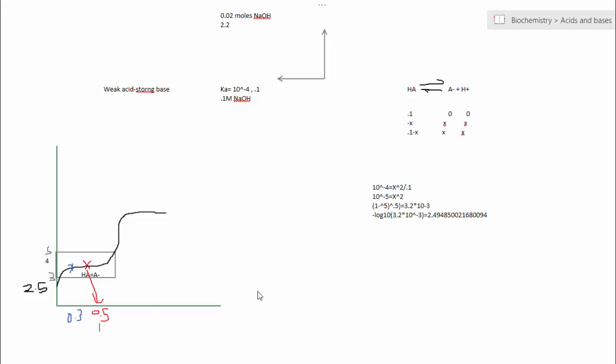So to calculate it, we know that here we will have 0.07 of the weak acid HA, and we will have 0.03 of the A minus conjugate base, because since we have added 0.3 NaOH, it will use 0.3 moles of HA and will make 0.3 moles of the conjugate base in this reaction. We write it here.